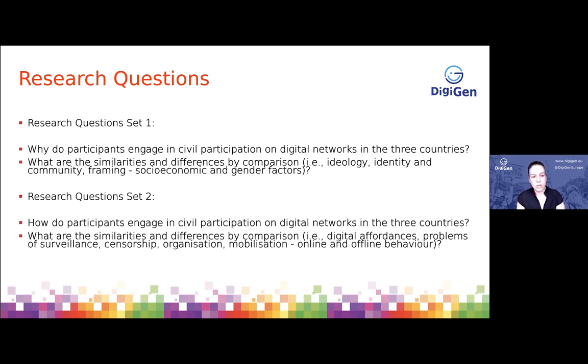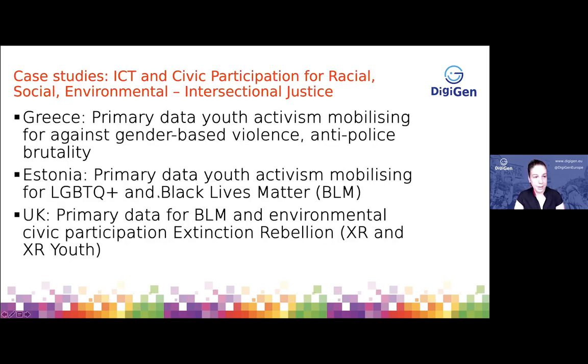And the second question is more about how do they do this, right? So it's about digital affordances, issues of surveillance, censorship, online and offline behavior, how the offline moves online and vice versa, I guess. It's a hybridity that Dimitris talked about that is very important to think about.